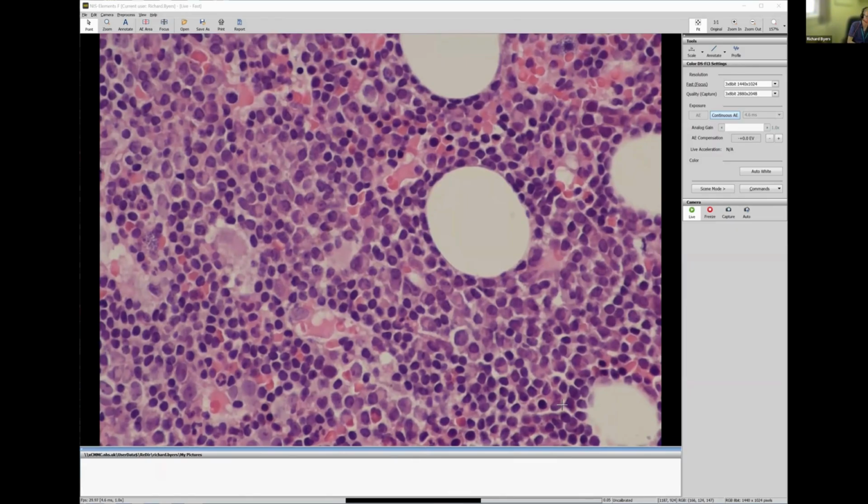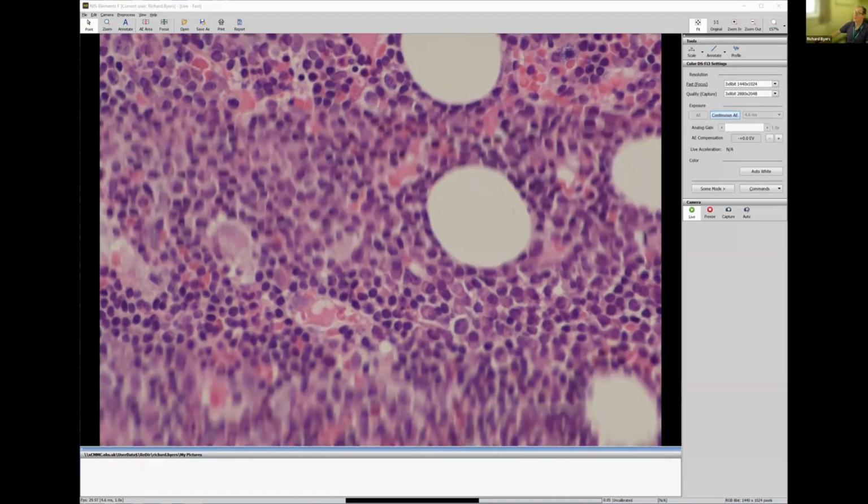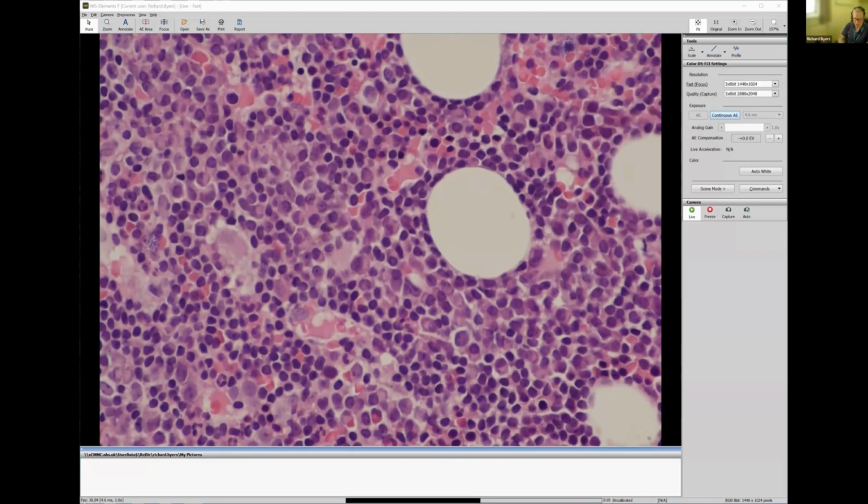The aspirate showed 1% plasma cells, but 59% lymphocytes. And flow cytometry was still awaited at the time that I looked at it last week. Let me just see what the flow cytometry shows now, because it must have been reported by now. Let's just open this up.